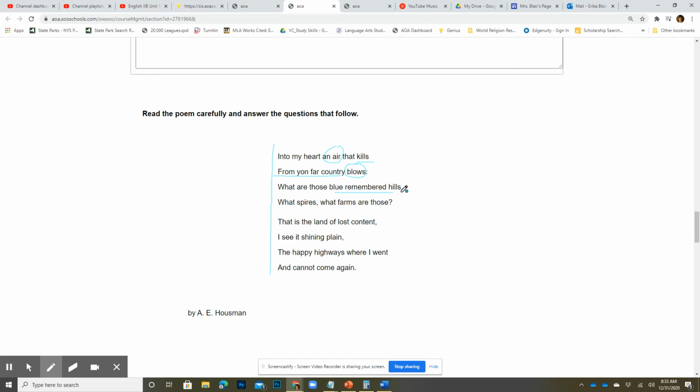What are those blue remembered hills? What spires? What farms are those? Spires is like a tower, like a church tower, right? The spire. So in this first stanza, we maybe get a feeling of a little bit of heartache, an air that kills coming into your heart. That air is coming from remembered hills, spires, farms. It's a place that's being remembered here.